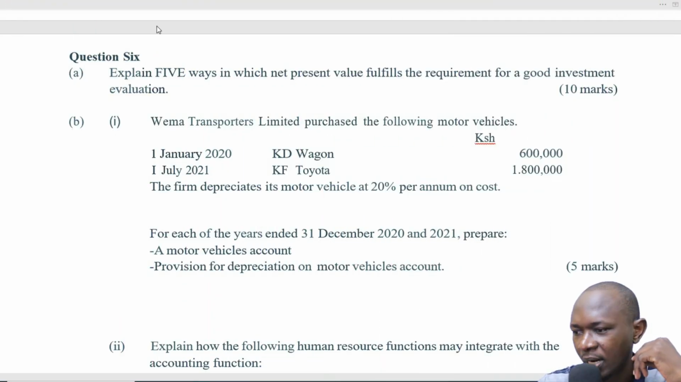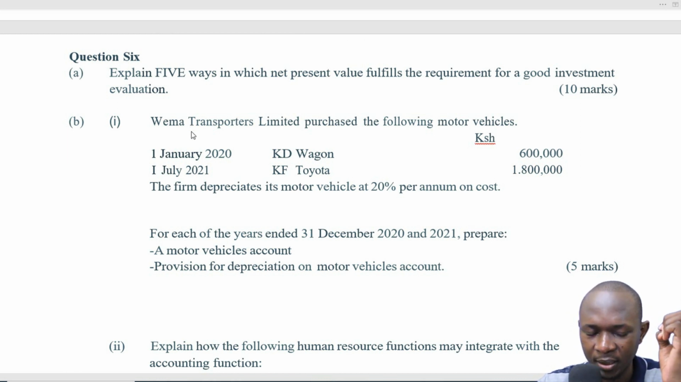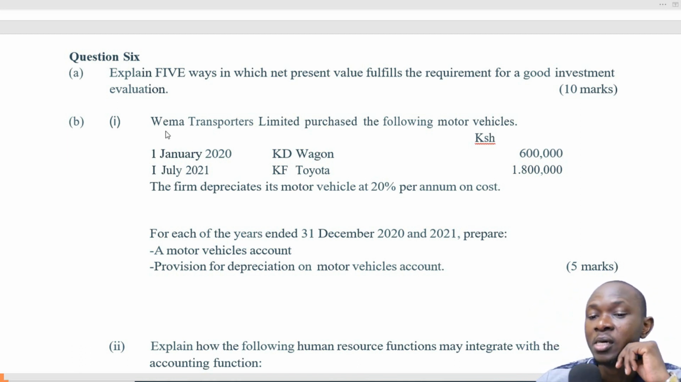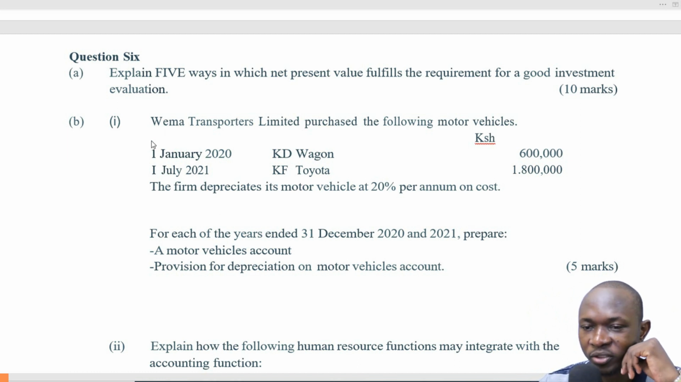So welcome class again. This is question 6 of CHRP Accounting and Finance, CHRP paper, Certified Human Resource Professionals.